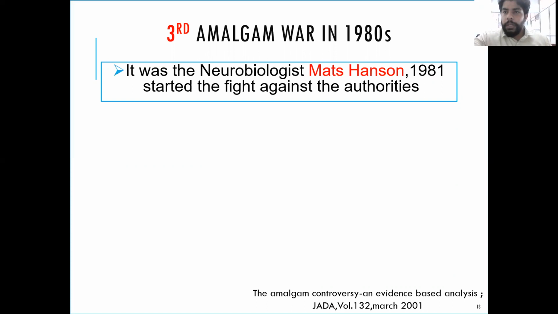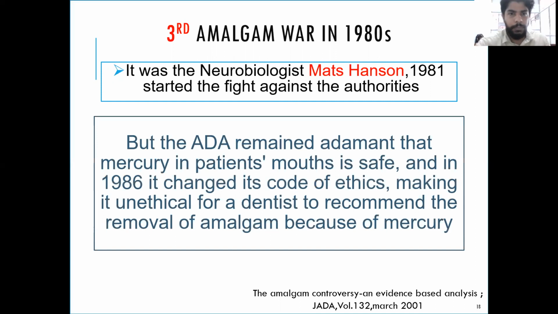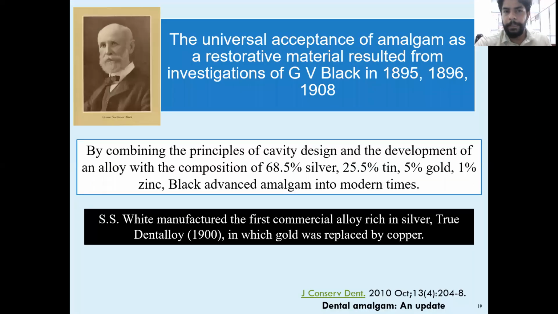The third amalgam war took place in the 1980s. It was the neurobiologist Max Hansen in 1981 who started the fight against the authorities. But the ADA remained adamant that mercury in a patient's mouth is safe, and in 1986 it changed its code of ethics, making it unethical for a dentist to recommend the removal of amalgam because of mercury.